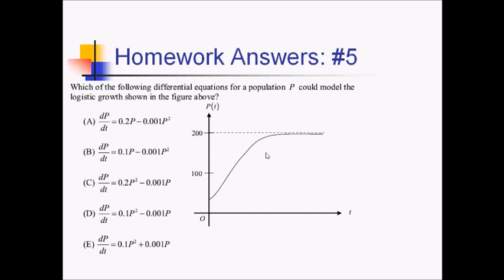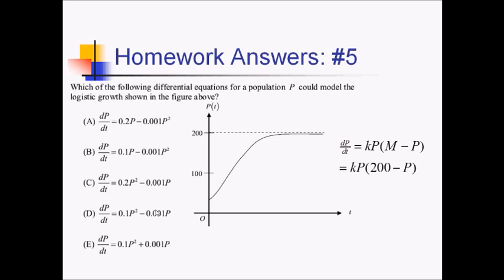So for logistic growth in general, our differential equation is kp times (m minus p), where m is our carrying capacity. Now the m in this case is just going to be wherever we're leveling out when we go to infinity for the function. So that's going to be the 200 in this case. So we can write kp times (200 minus p). Of course, I don't see anything remotely like that over here.